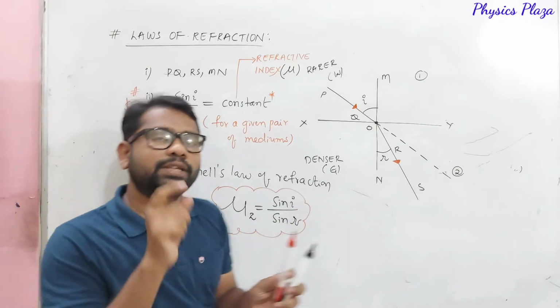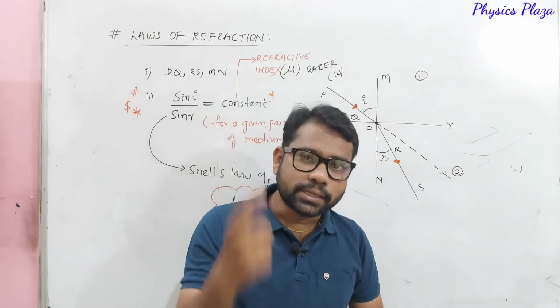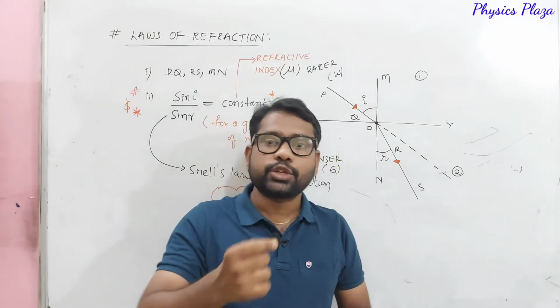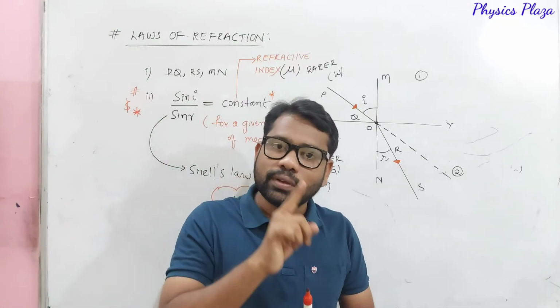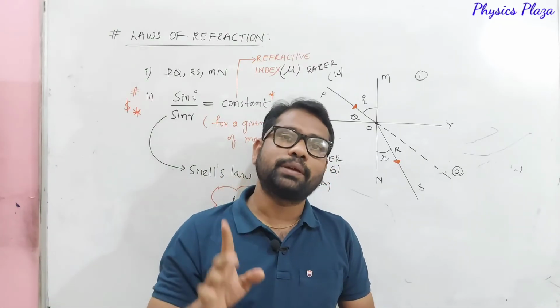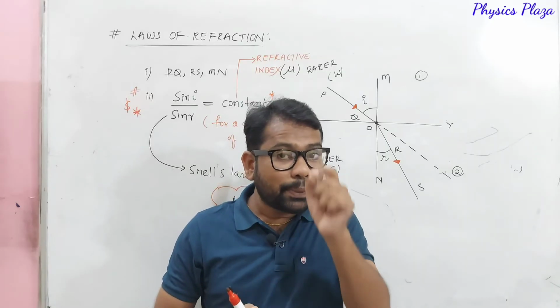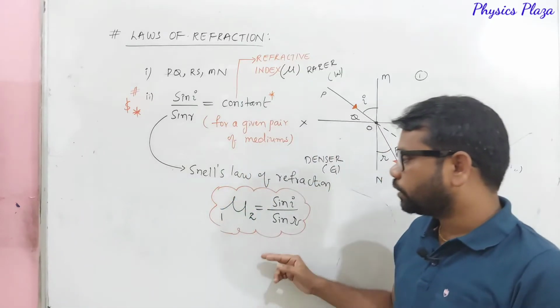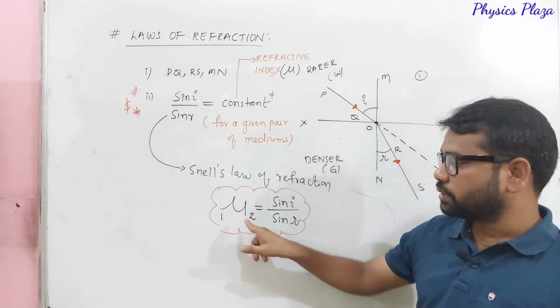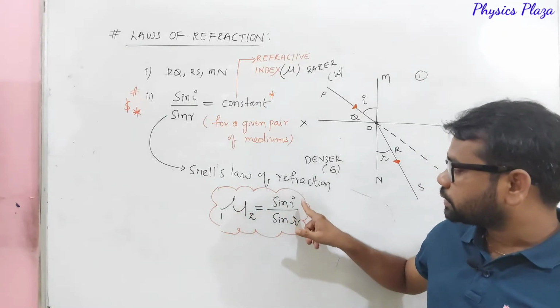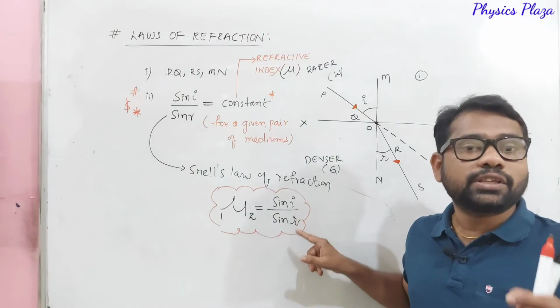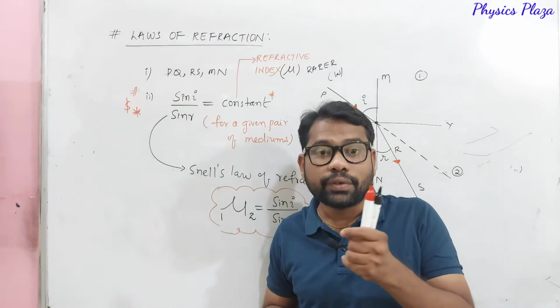Children, it's very important. Sometimes they may ask you, state Snell's law. Then you have to write: the ratio of the sine of angle of incidence to the sine of angle of refraction always remains constant for a given pair of two mediums. If they ask you to write a mathematical expression, directly you can write mu, the refractive index of second medium with respect to first medium, is equal to sine i by sine r. This is Snell's law of refraction.